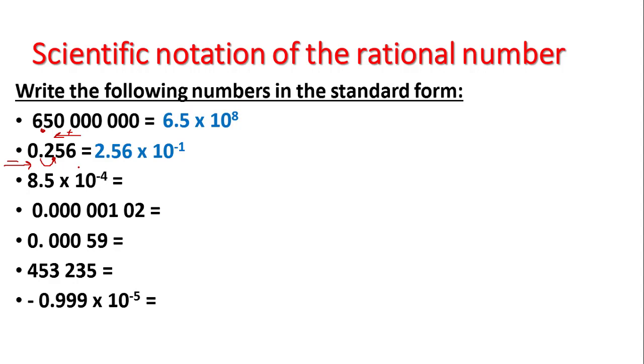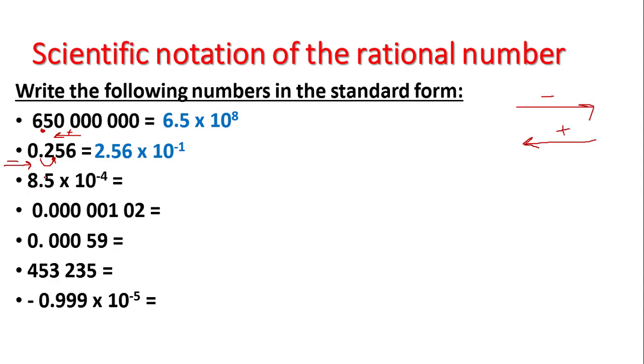So when you write a number in standard form, if you move the decimal point to the right, then the power of 10 will be negative. If you move the decimal point to the left, then the power will be positive.